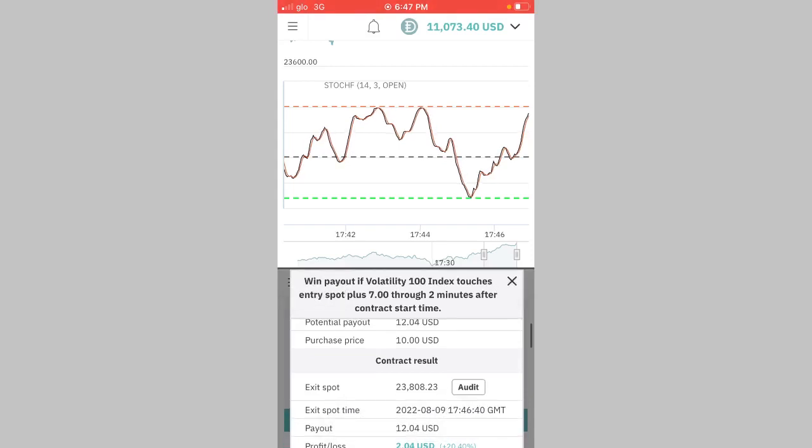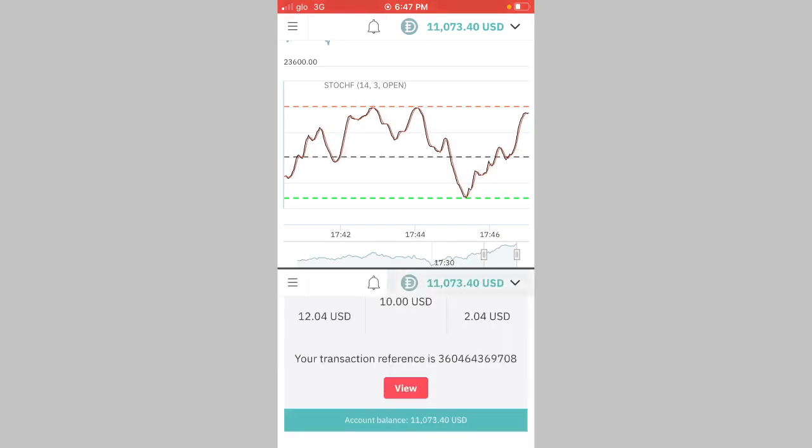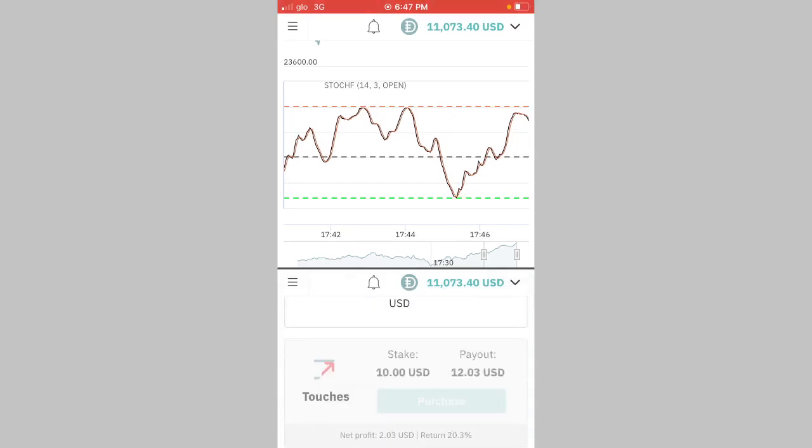You understand? Once it touched the support, we bought, then it rose and is now on the resistance side. Then we'll close this. You can see my balance now is 11,733. Then I'll close. I'll take one more trade or two more trades.